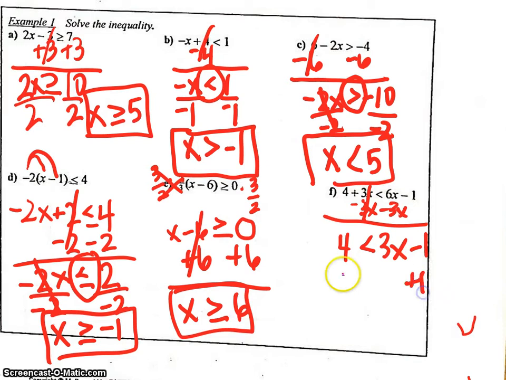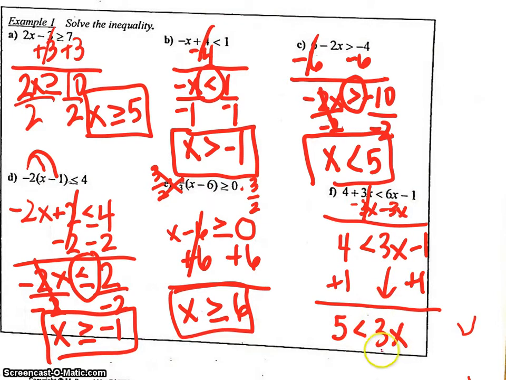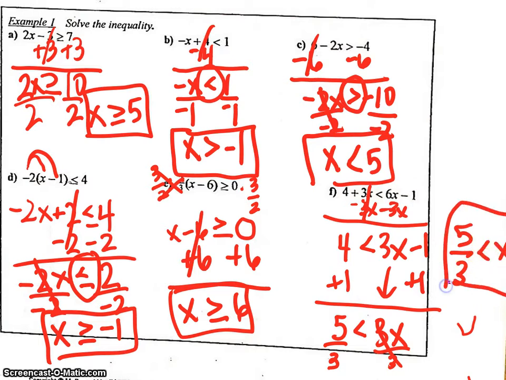Now I just need to move my numbers to the other side. So I'm going to add 1 to both sides. So now I've got 4 plus 1, which is 5, is less than the 3x. Nothing happened to it, so I'm going to leave it there. And then to get x alone, I'm going to divide by 3. And now I have 5 over 3. It's not negative, so I don't need to flip it, but those don't divide into each other. So you can just leave your answer in the fraction form. So I'm going to write it up here. 5/3 is less than x, and that is going to be your answer.